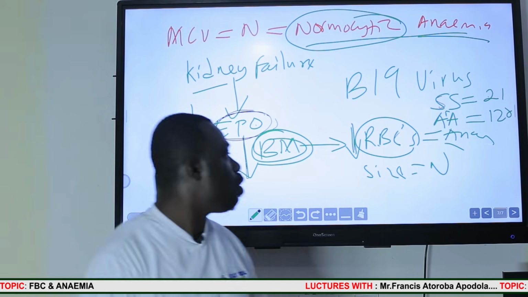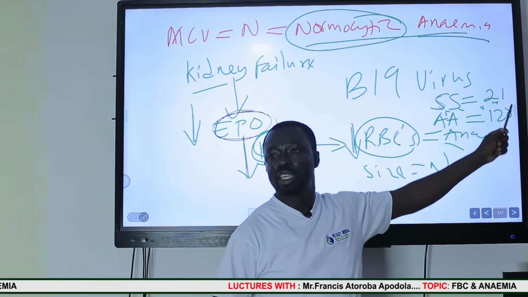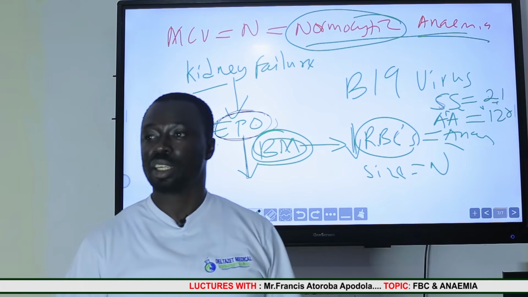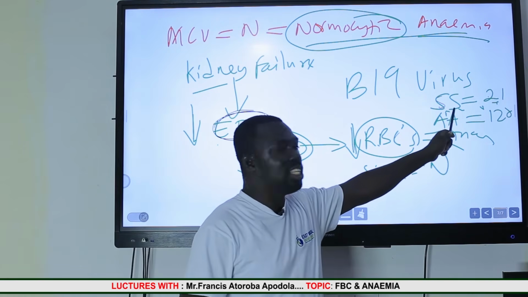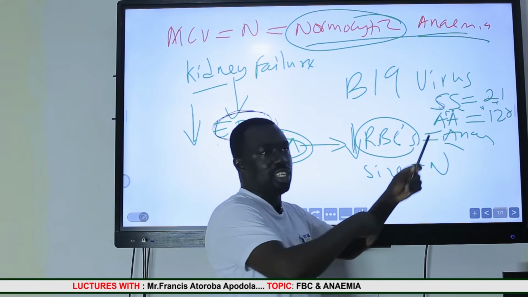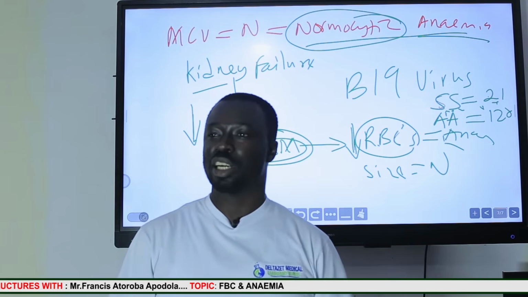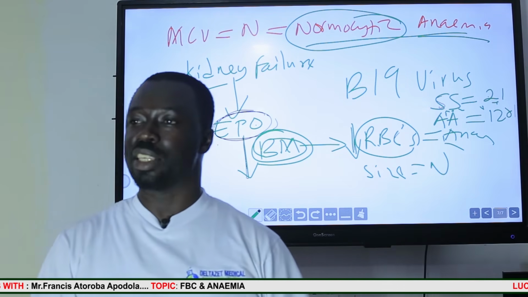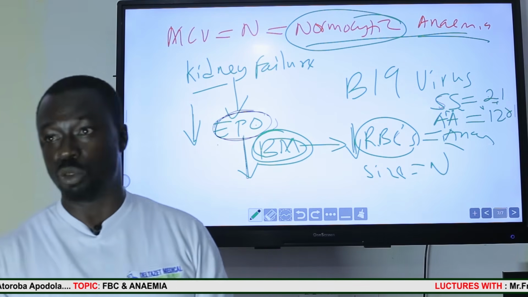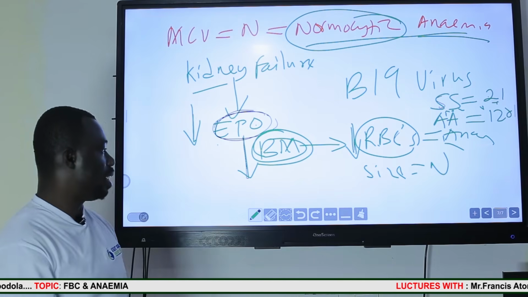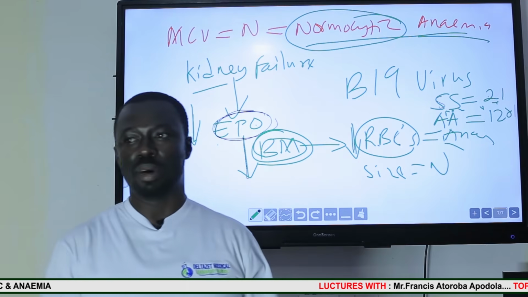But if you are shutting the bone marrow of an SS person for 2 weeks, 3 weeks, and the lifespan is around 21 days, the person will die. Are you getting it? So with a B19 viral infection shutting the bone marrow, even though it has shut it down, a few RBCs will still come out into the circulation. But when the anemia occurs, it typically does not affect the size of the red blood cells. Typically that will be a normocytic anemia. So that is it for the MCV being normal. Do you have a question?